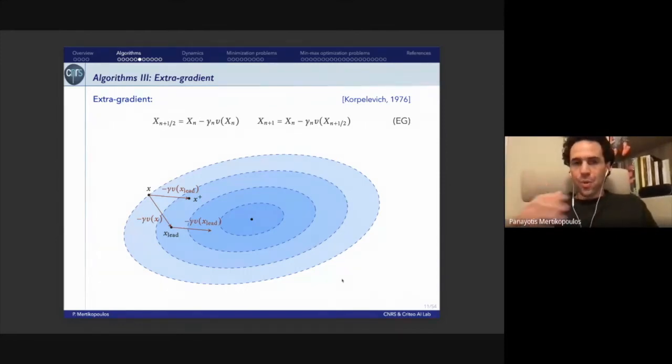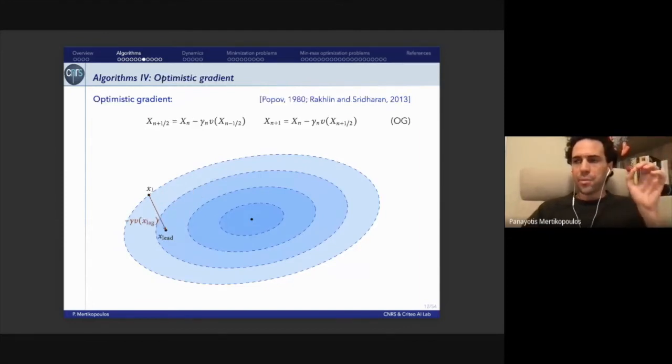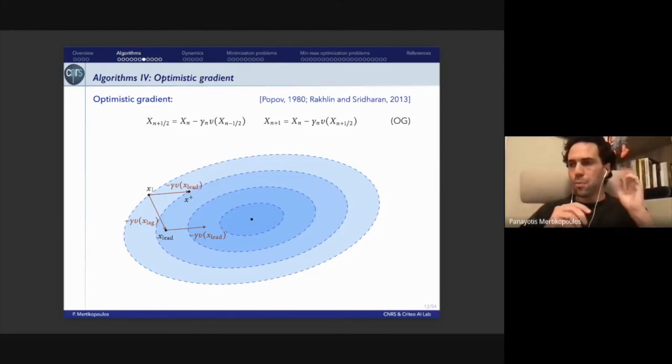There's also a variant of this method which avoids making 2 gradient calls per iteration, and this is known as the optimistic gradient, which instead of using the gradient at the current state to make the update, the algorithm is essentially reusing the gradient from the previous leading state to get the new leading state, and then proceeds as the extra gradient algorithm. All right, so this is an idea that dates back to Popov in the 80s, and then rediscovered by Chiang et al.